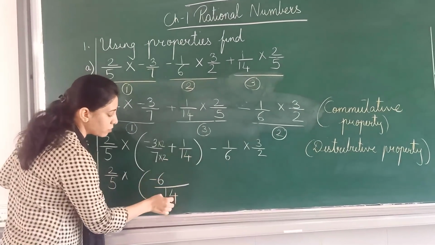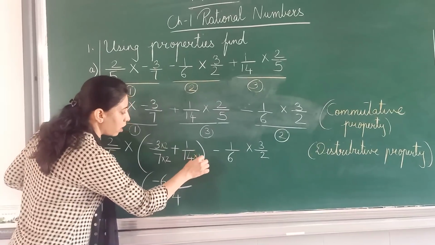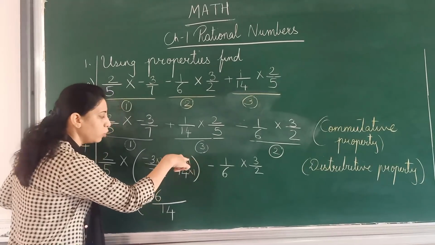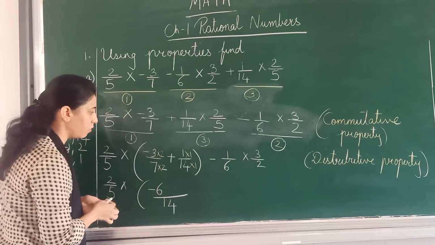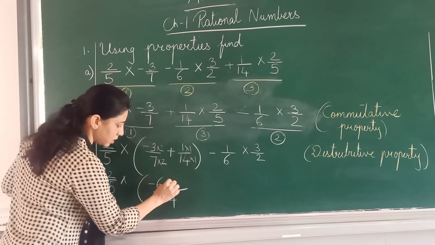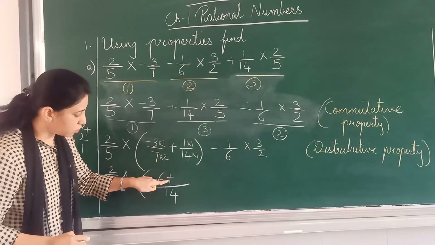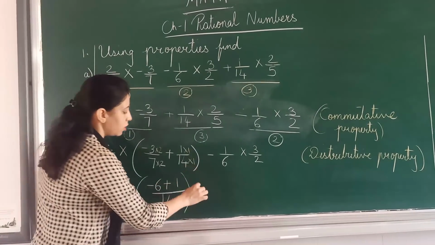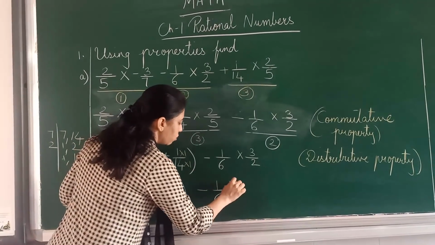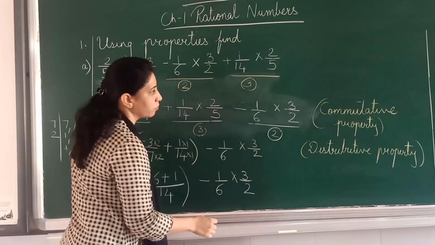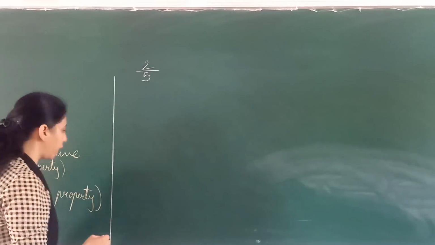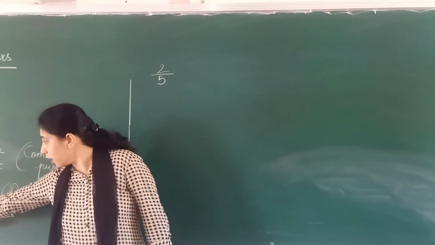Now when 14 comes in the 14 table, 14 ones are 14. So when you multiply by 1 in the denominator, you multiply by 1 in the numerator also. So your answer will be 1 one is 1, and the plus sign stays as it is, because the plus sign is your main sign. The rest of the things you write as it is: 1 into 6, 3 upon 2, and 2 upon 5.